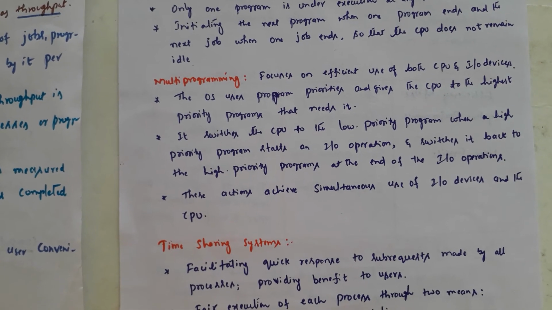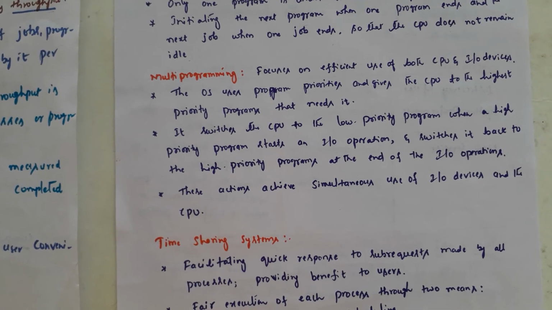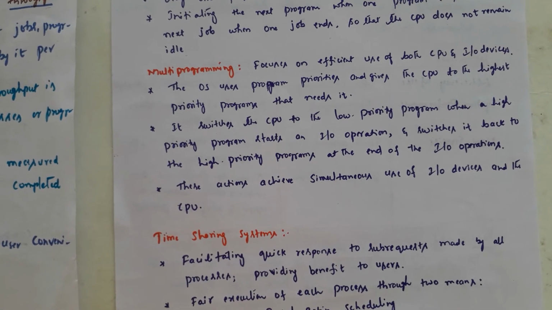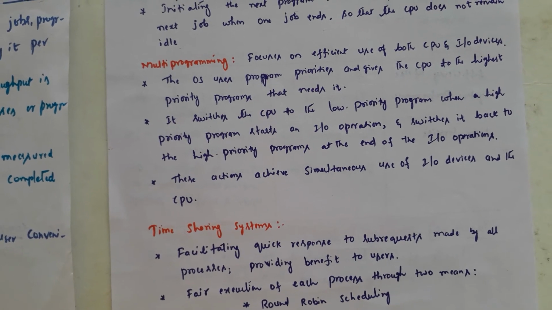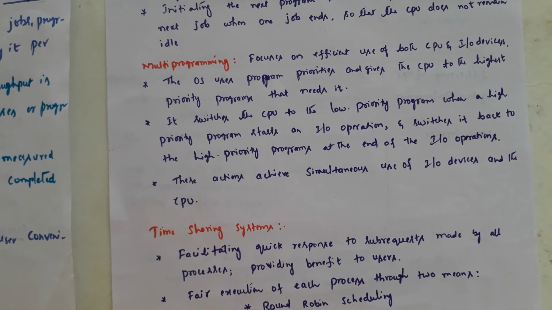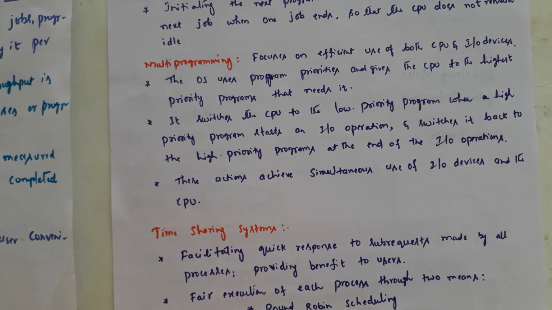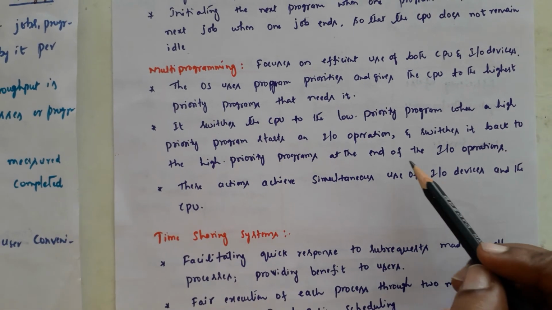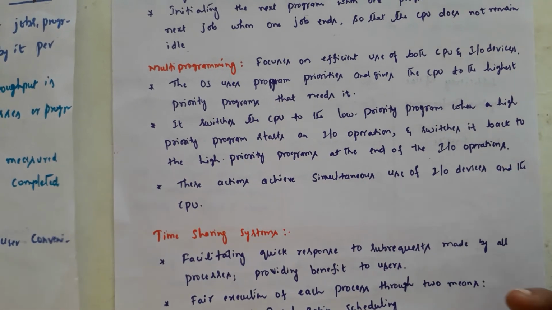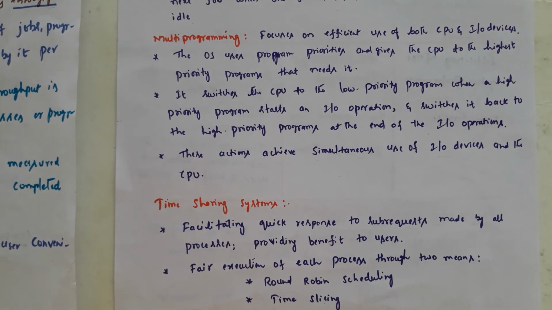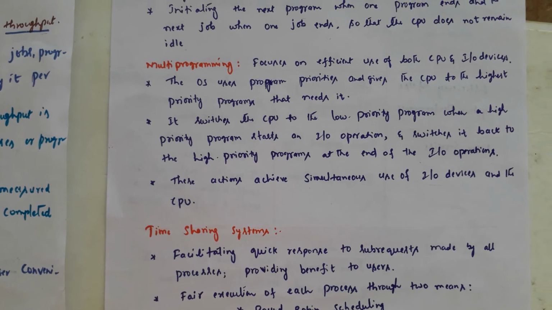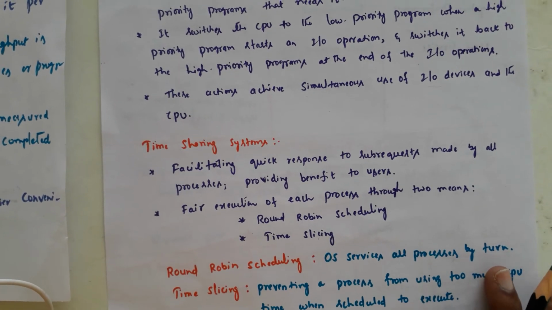The CPU will be assigned first to higher priority programs. When the high priority program starts executing its IO operation, the CPU will get back to the low priority program until the high priority programs finish their IO operation, so that you are achieving simultaneous use of IO devices and the CPU. Next we have the time sharing system.